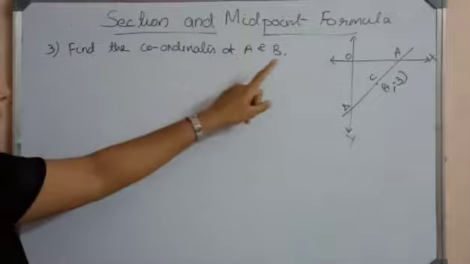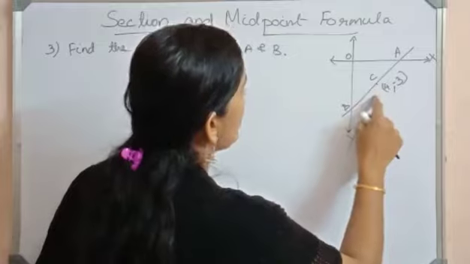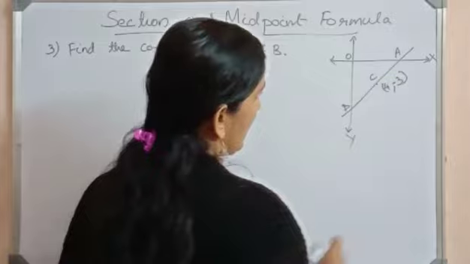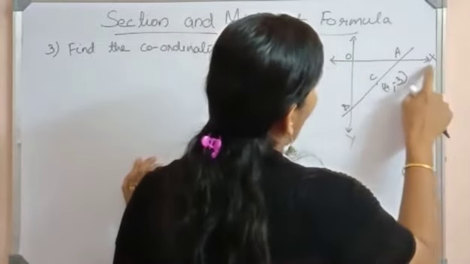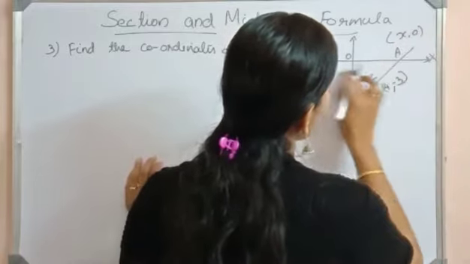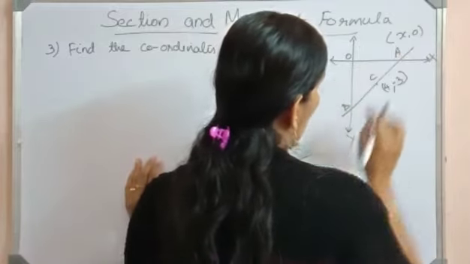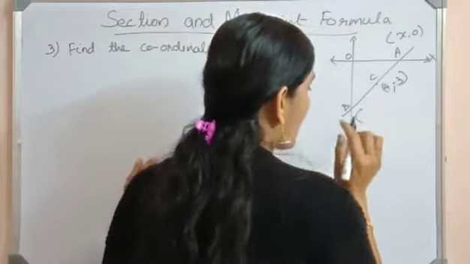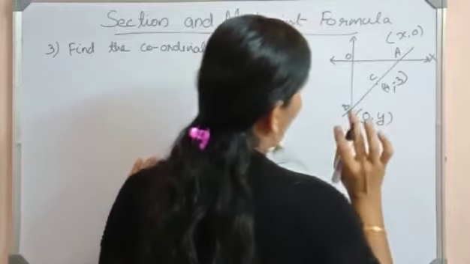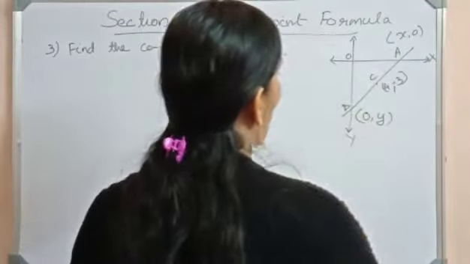Find the coordinates of A and B for the given diagram. AB is the line segment, C is the midpoint. Here we have to use the midpoint formula and find the coordinates of A as well as B. First, this is the x-axis, so the coordinates of A will be x, 0. Since this is the x-axis, the y value will be 0. Similarly, since this is the y-axis, the x coordinate will be 0 and the coordinates of B will be 0, y.